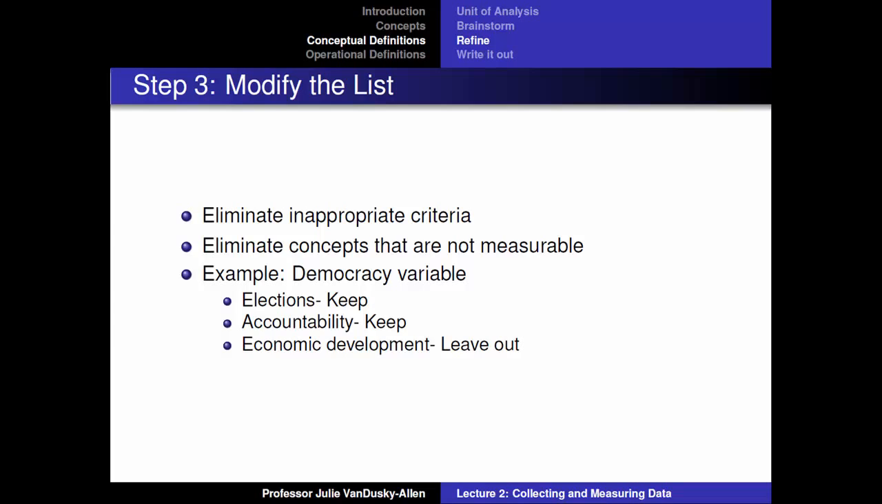After we identify the concept's measurable properties, we have to modify our list just to make sure we are only including relevant and measurable criteria in the list. For example, in our previous list, elections and accountability were good measurable properties, because all democracies should have elections with elected officials who are held accountable for their actions. However, we should leave out the economic development property. Economic development is not an inherent property of democracy. As long as a country has elections and leaders are held accountable for their actions, it is a democracy. Its economy does not have to be developed. A country could be a poor democracy.